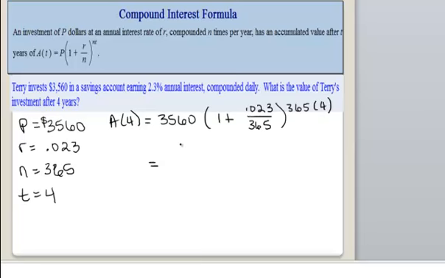So plugging this in the calculator is the trickiest part. Let's see if we can talk through this one. What I do is 0.023 divided by 365. I have my number in my calculator. Now I add 1 to that. The number is still in my calculator. I raise it to the 365 times 4. I still have a number in my calculator. Now times 3560. And I get $3,903.05.